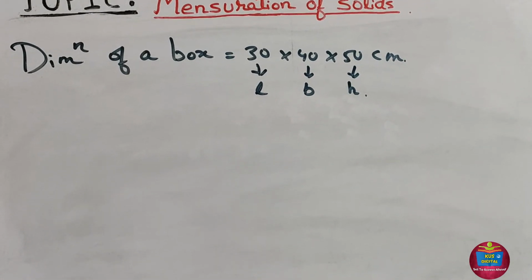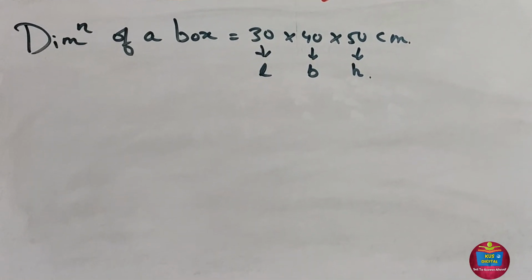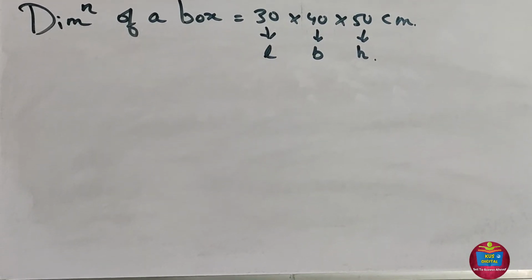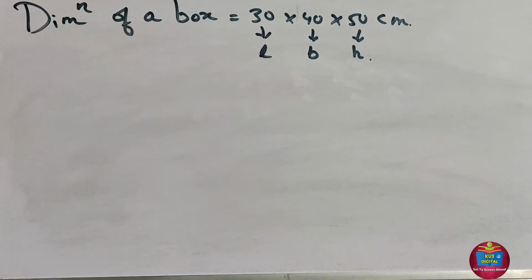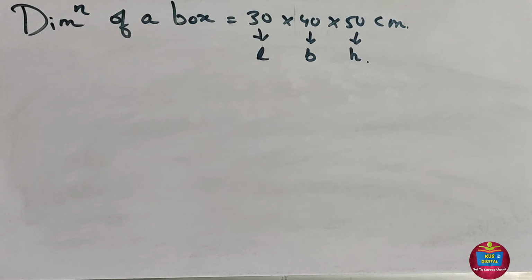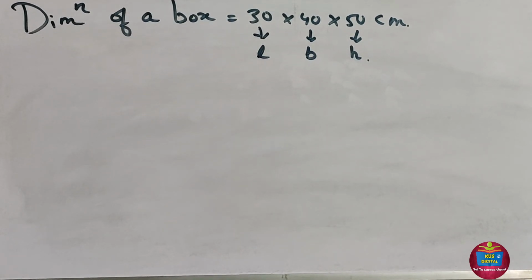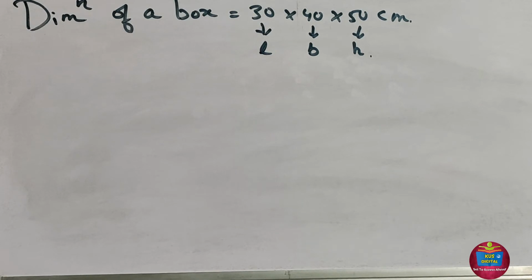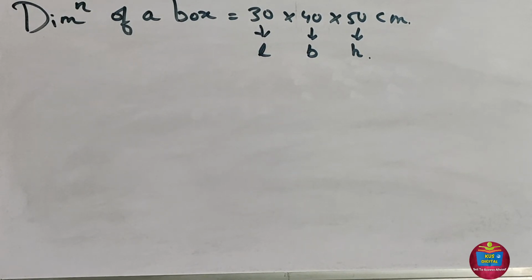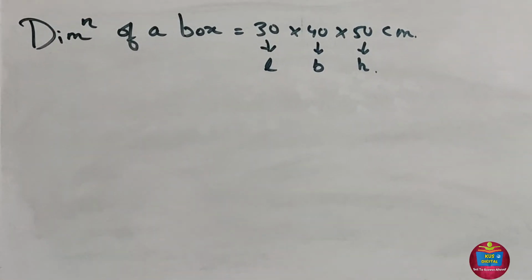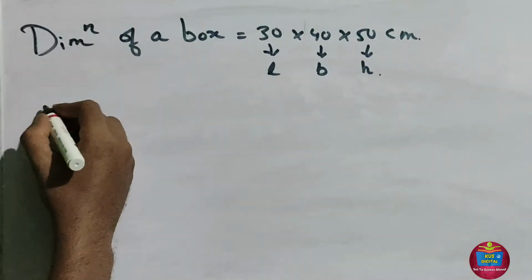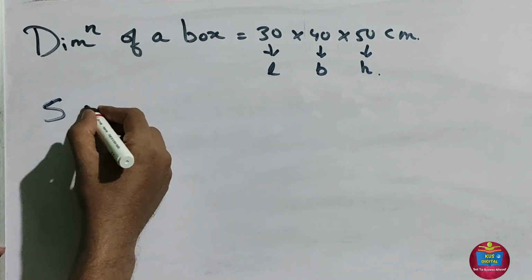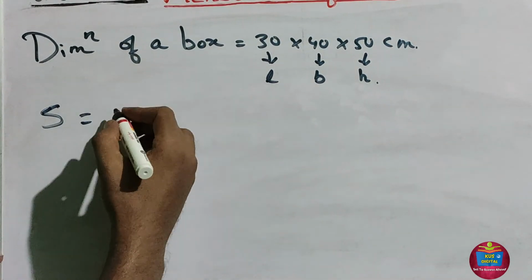Now we have to find out the cost of tin required for manufacturing 20 such boxes. To find out the cost of tin, first of all we need to find out how much tin is required in making 20 such boxes. So to find out how much tin is required, mainly we need to find out the surface area, because when you are making a box, the surface area of the cuboid is actually the amount of tin required to make the box. So what will be the surface area of one box? Let it be S.